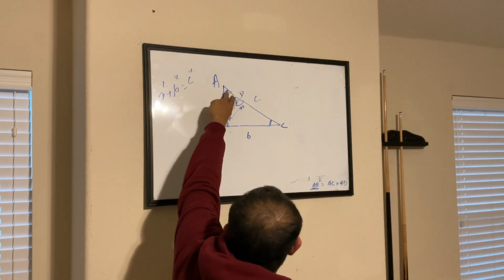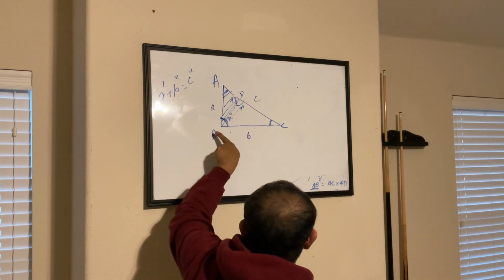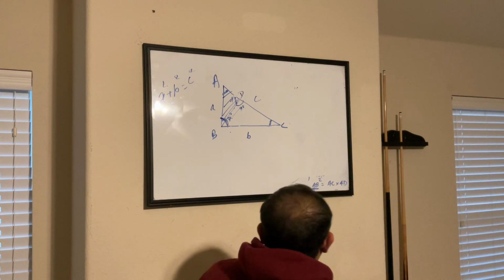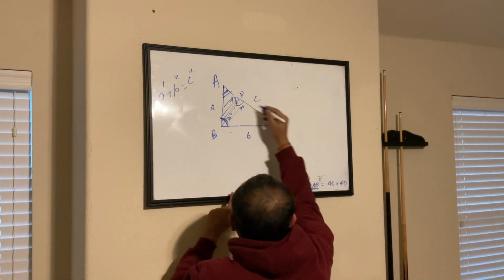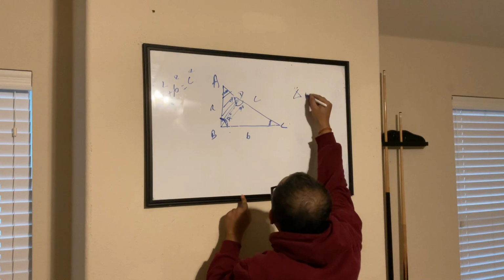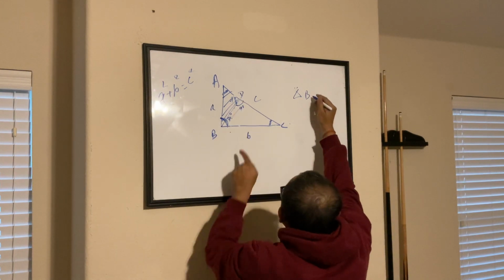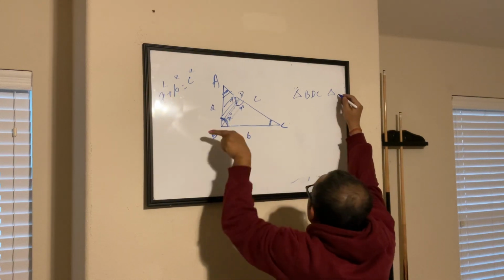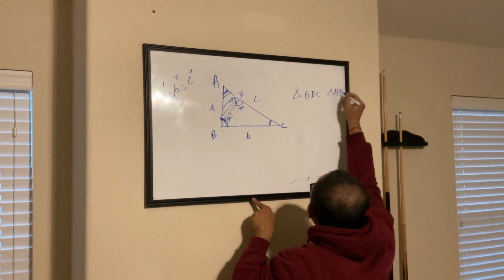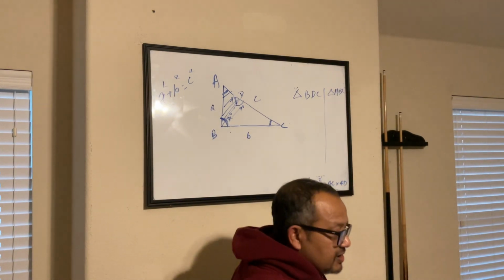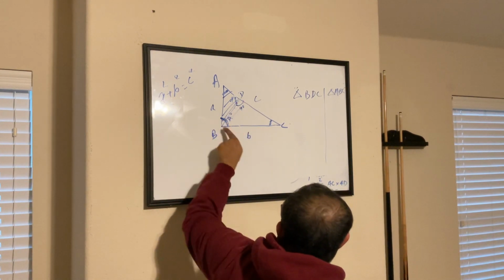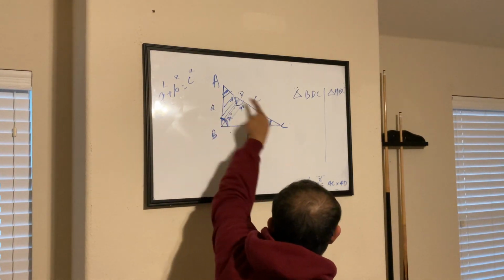Now we looked at the first small triangle and the bigger triangle, and we found AB square equal to AC into AD. I'm just keeping it there. Now let's look at the second triangle, triangle BDC and the bigger triangle ABC. I'm saying these two are also similar. Can you agree?